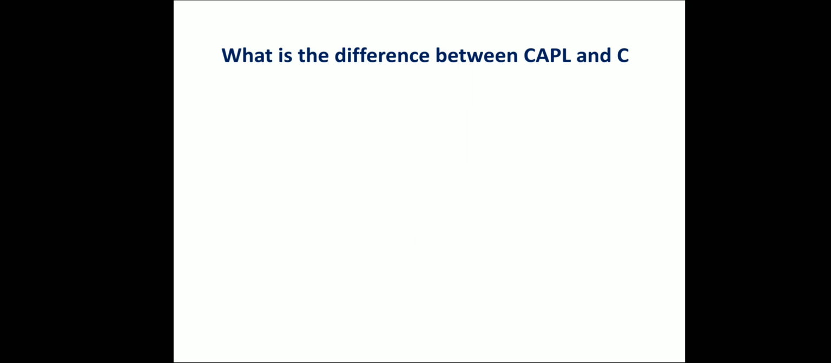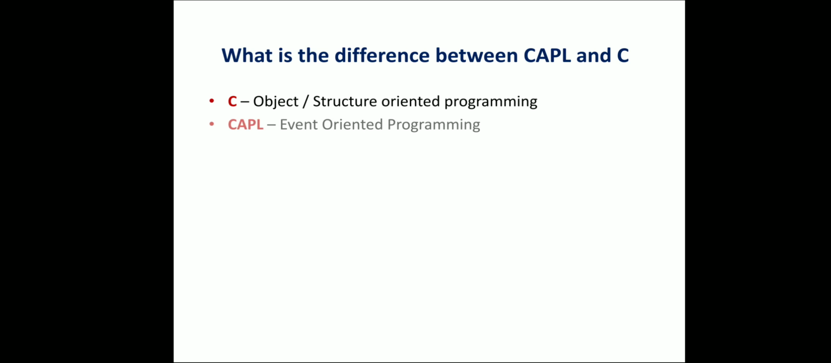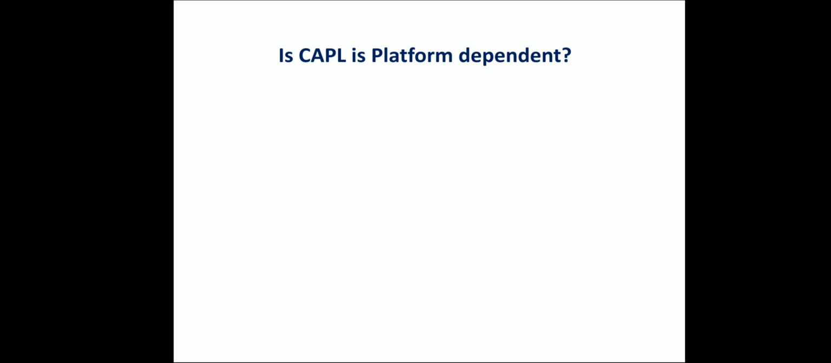What is the difference between CAPL and C? In the first slide we mentioned that CAPL is similar to C, but there is a difference. So what exactly is the difference? C is an object or structured oriented programming language, whereas CAPL is an event oriented programming language.